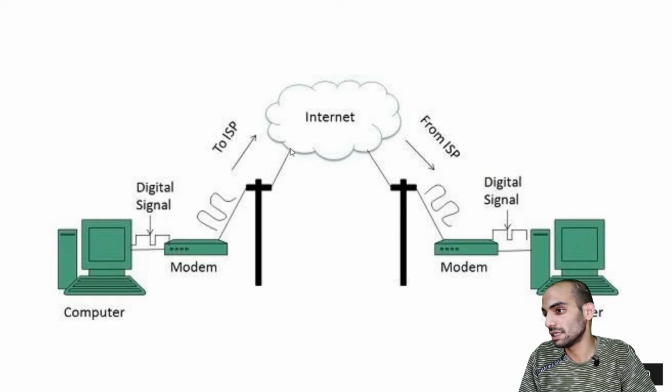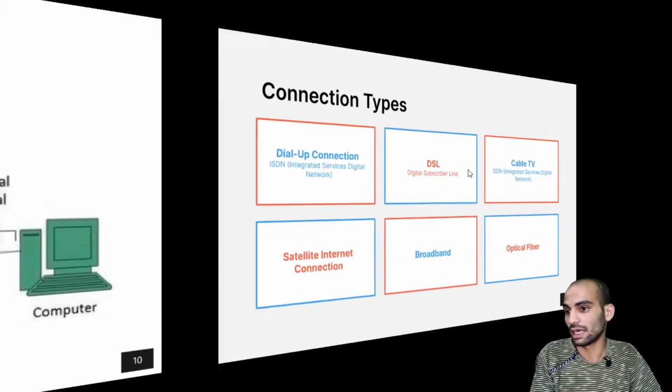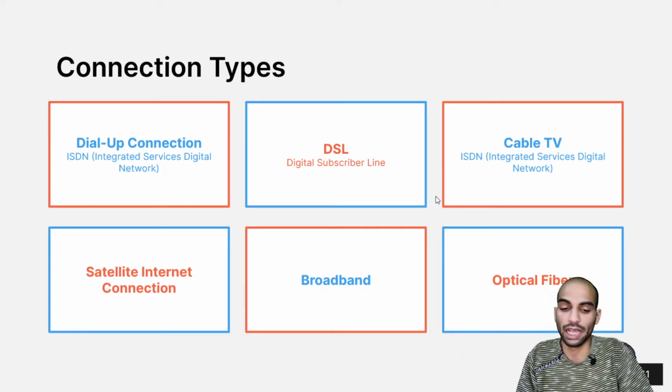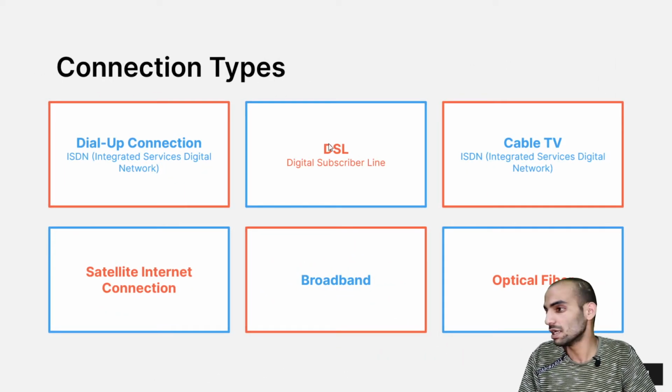So in between there can be any type of infrastructure that we can use. Here are all the infrastructures that we have used, and there can also be more, but for now these are the list of some infrastructure connection types that we used.